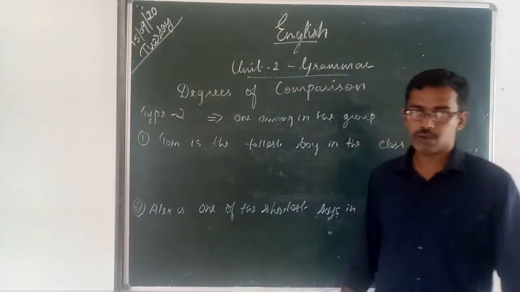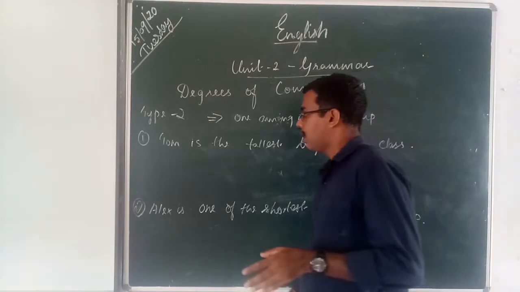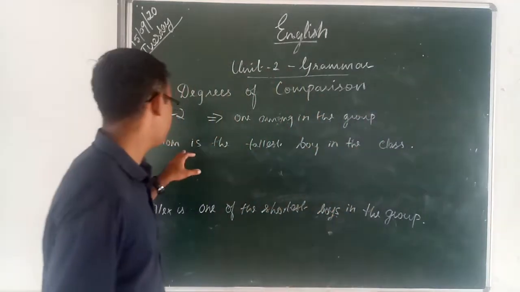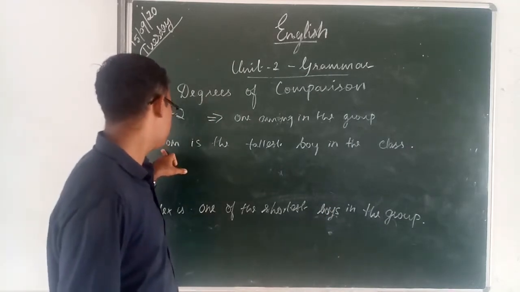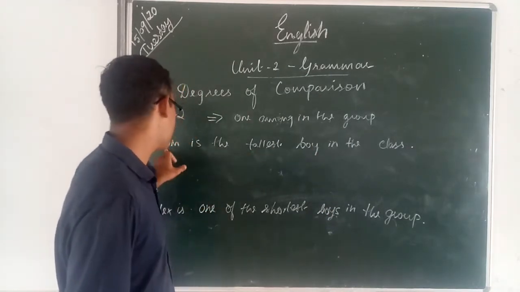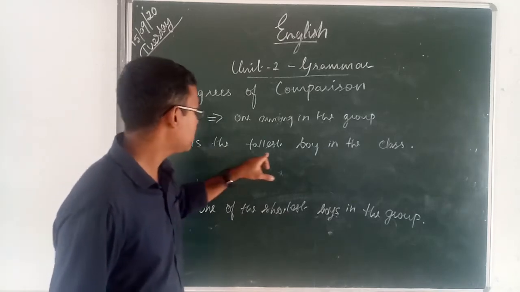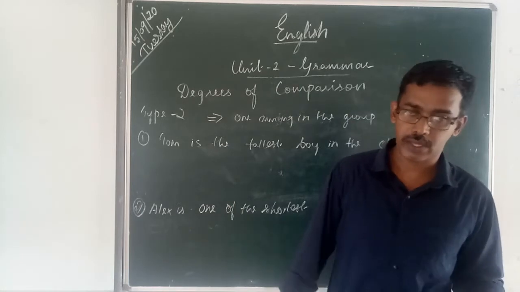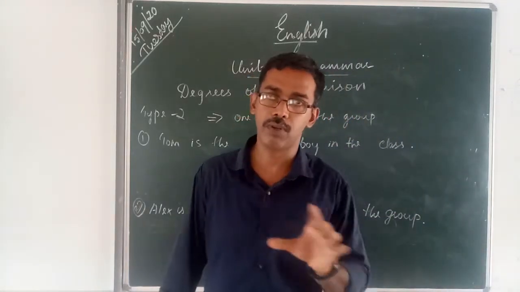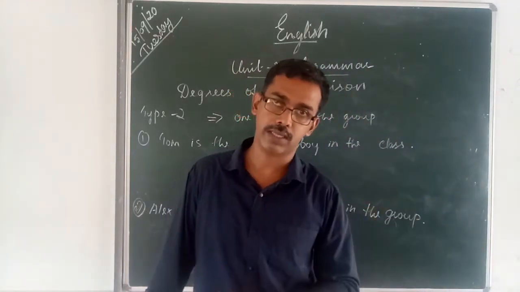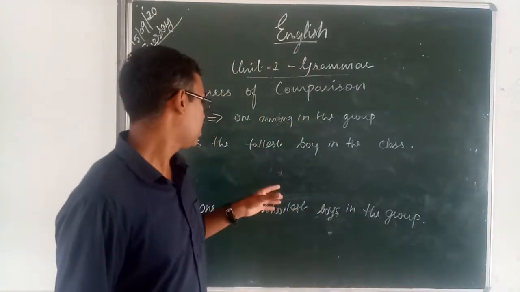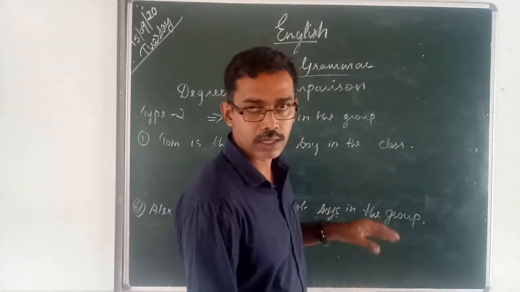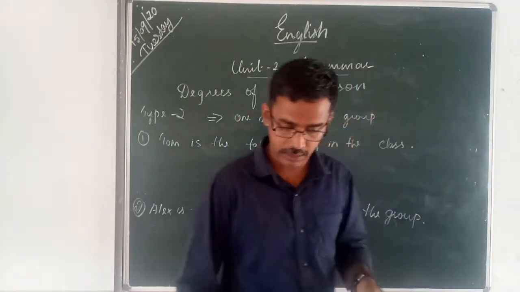Now we are going to see the second type. I already taught you the first type in the previous class. First type means another name I used. John is the tallest boy in the class. Tom is the tallest boy in the class. That means if you are taking a group, you are highlighting only the topmost or the least. That's the important thing.